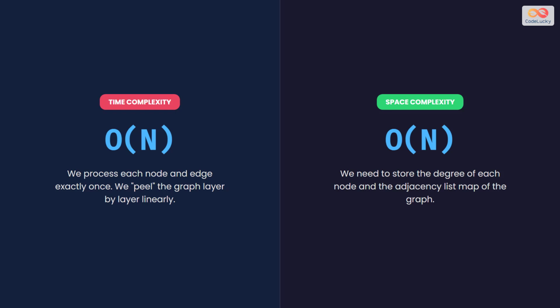This approach is incredibly efficient. Since we visit each node and edge exactly once during the peeling process, our time complexity is O(n). We also use O(n) space to store the graph and the degree counts. This is the optimal solution.